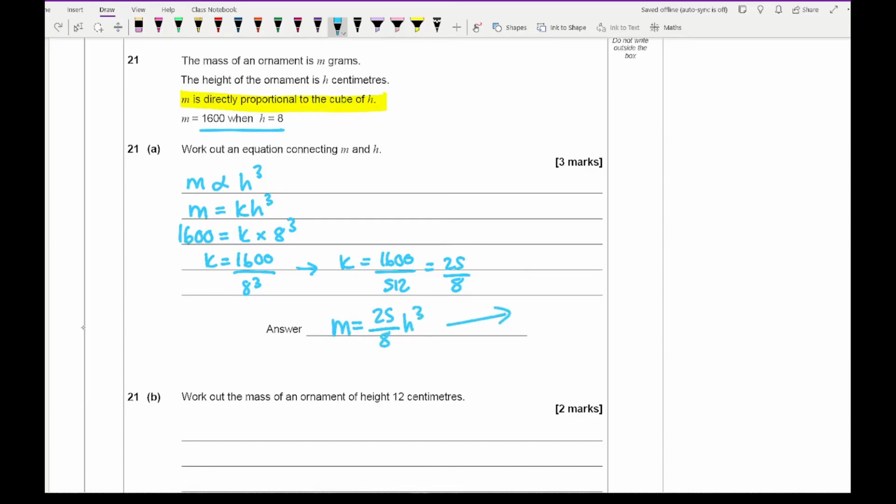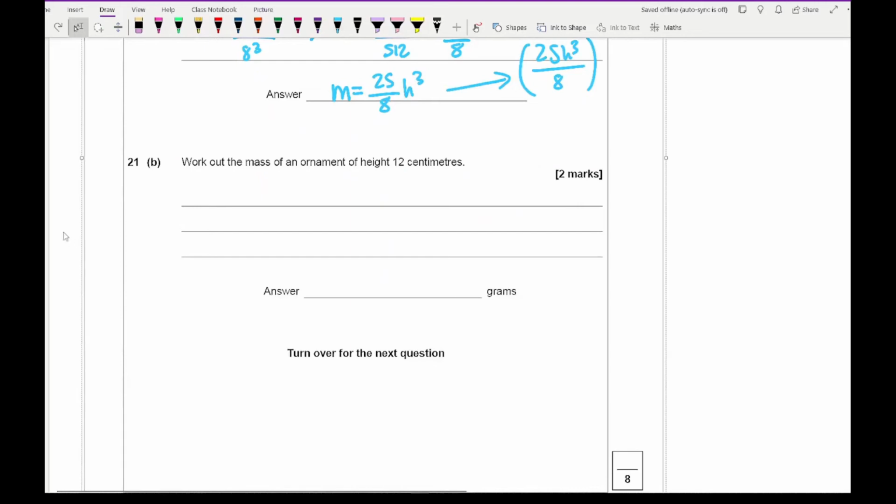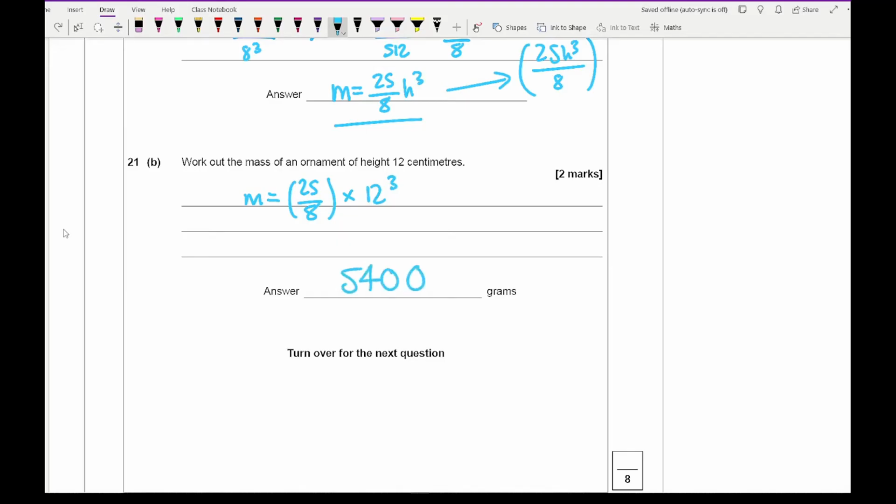Now you could write it as 25 h cubed over 8. That's entirely fine, as long as the h cubed being multiplied is at the top or in the middle, that's going to be absolutely fine. Question 21b says work out the mass of the ornament with a height of 12. So all I need to do is substitute 12 into part A. So I get m equals 25 over 8 multiplied by 12 cubed. Type that all into my calculator and I get an answer of 5,400.